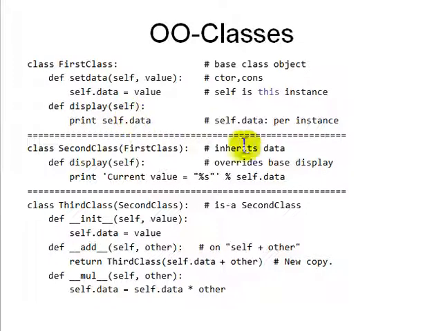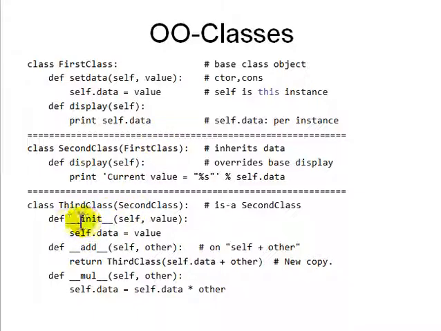And now you can inherit from the first class. You can have another object called second class. It is inheriting from the first class. And you override the base class display with print current value equal to, and you're using the format statement. The self.data is a string. Here it is a simple one. You're overriding in the second class. And the third class you can actually derive from the second class.